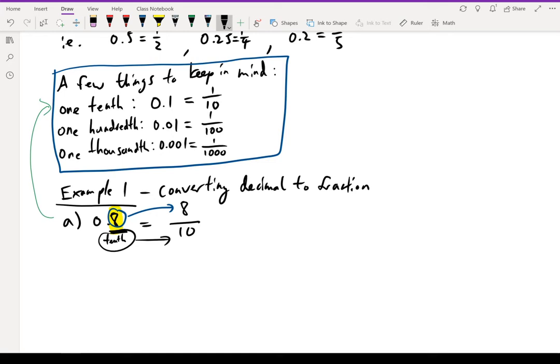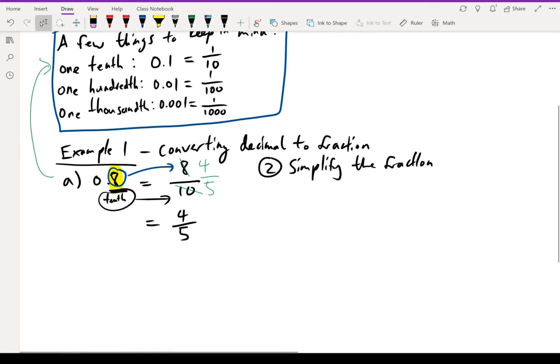Now, step 2 is we have to simplify the fraction. 8 over 10: 8 and 10 have a common factor of 2. So I can now simplify this. 8 over 10 is the same as 4 over 5. And so this is written as 4 over 5. Okay, so that's part A.